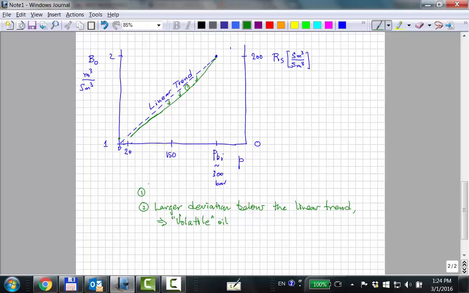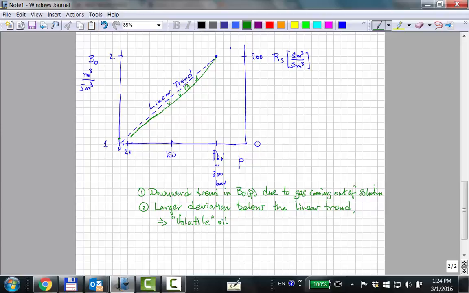So the first thing is that we're getting this downward trend altogether in the BO versus pressure, and it is due to gas coming out of solution. That's why it's dropping. The more dramatically it drops, the more gas is coming out of solution per bar. And we call that a volatile oil.